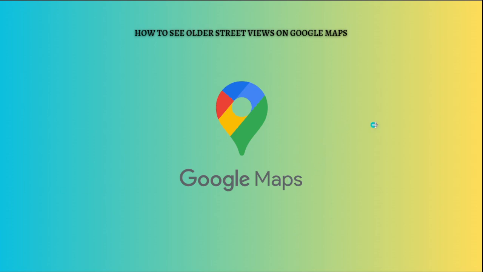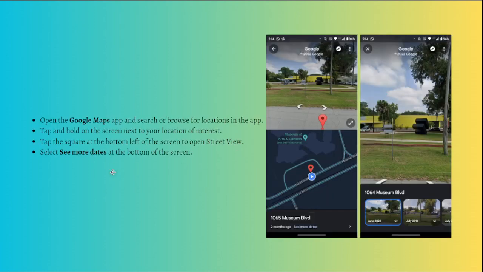So using a time travel feature in Google Maps on your phone is relatively straightforward. So here are the steps. So first, what you'll need to do is to open Google Maps app and search or browse for the locations in the app. And then after doing so, tap and hold onto the screen next to your location of interest and tap the square at the bottom left of the screen to open the street view.